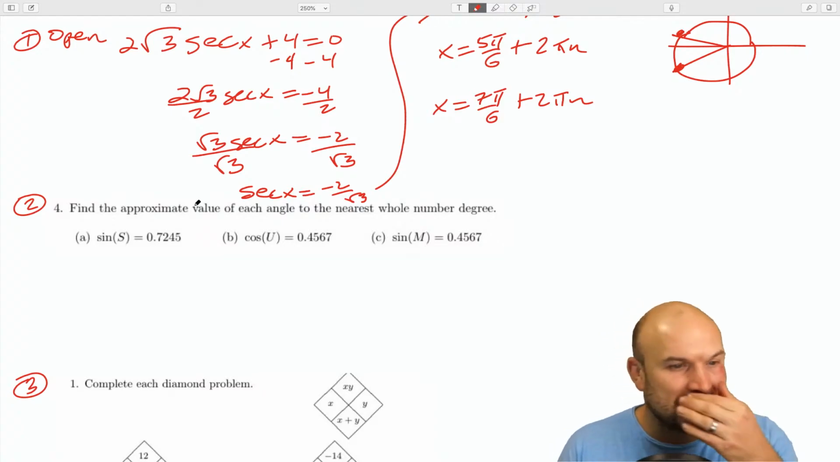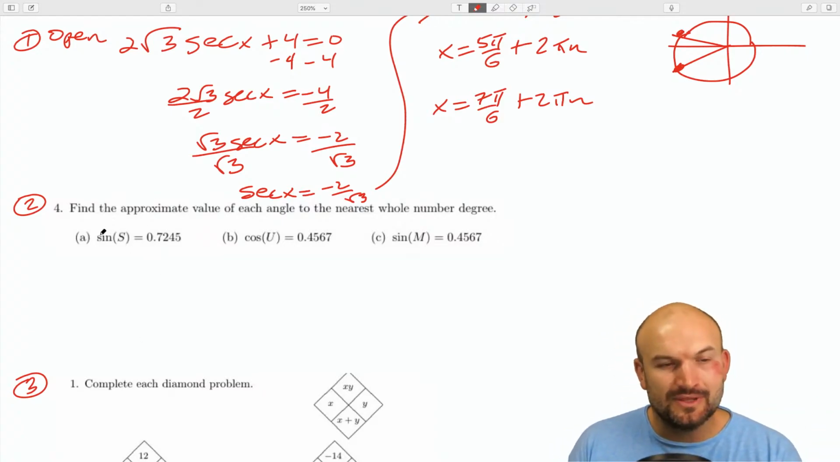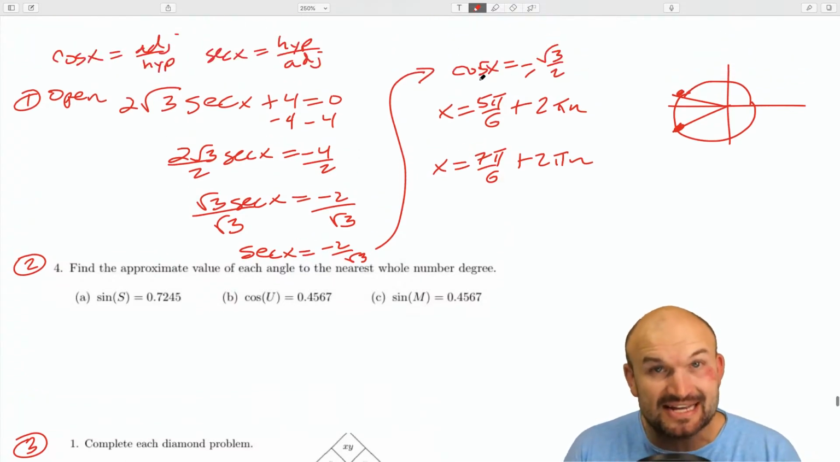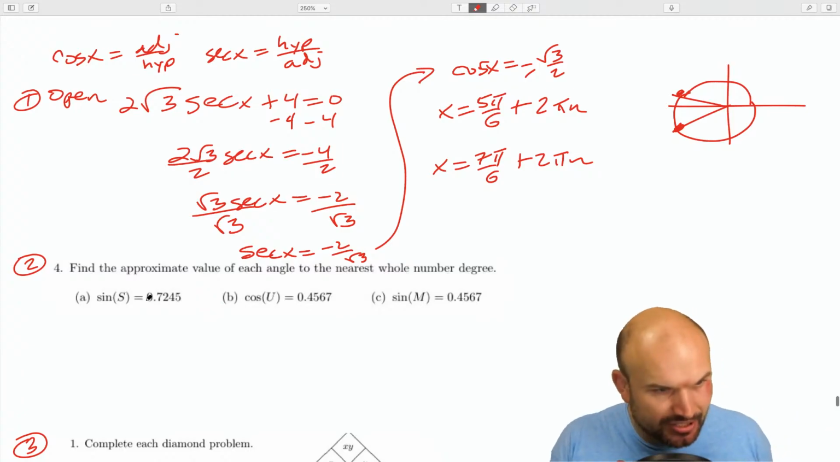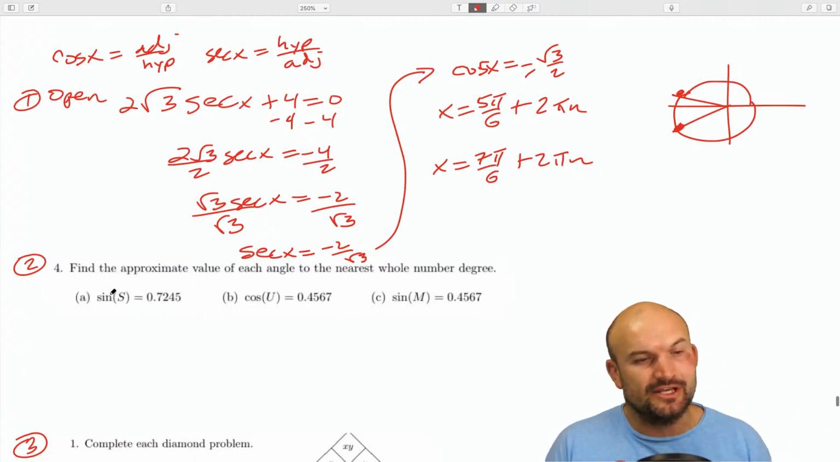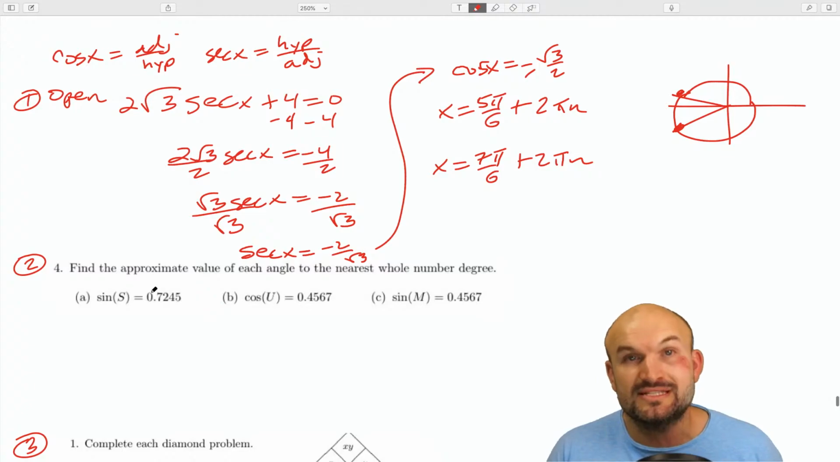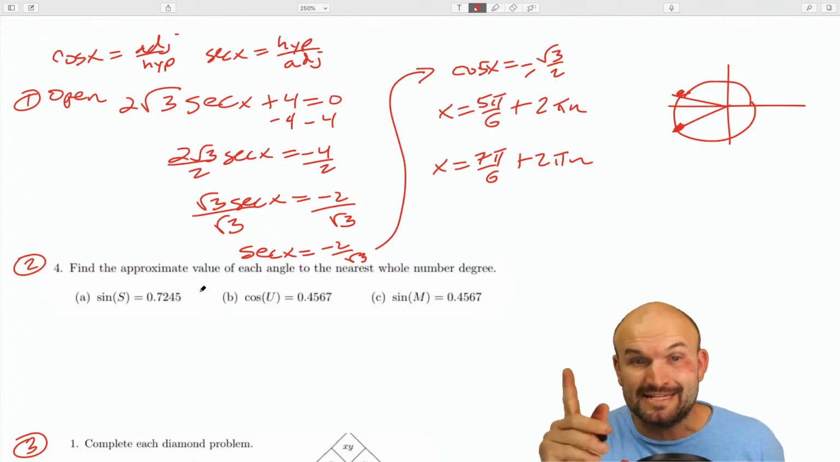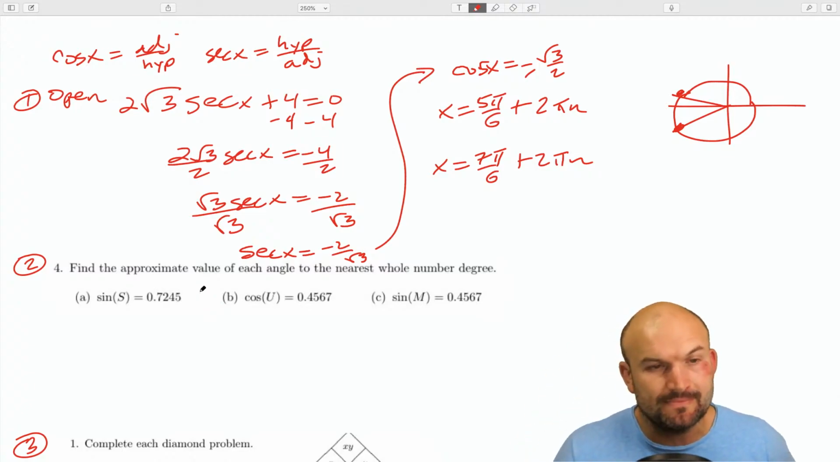So in this case, over here, we're trying to find the angle, right? We're trying to find the angle that satisfies this equation. Now here, we're not trying to find the angle that satisfies the equation. We're basically trying to find the angle such that the sine of that angle equals 0.7245. So we need to find one answer, okay? So we're looking for one solution.